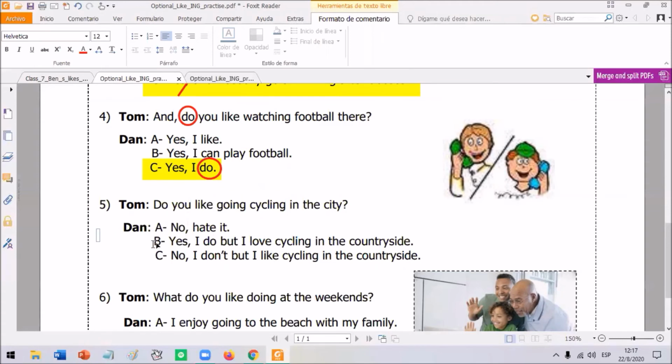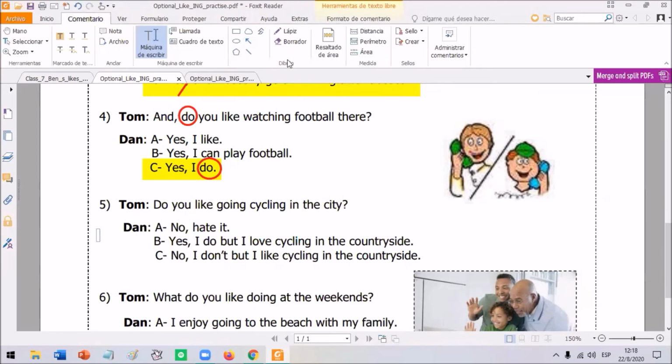Y a ver las otras dos. Fíjense la pregunta. Do you like going cycling in the city? Pregunta por la acción de ir a andar en bici y en la ciudad. A ver las últimas dos respuestas. Yes, I do, but I love cycling in the countryside. No, I don't, but I like cycling in the countryside.